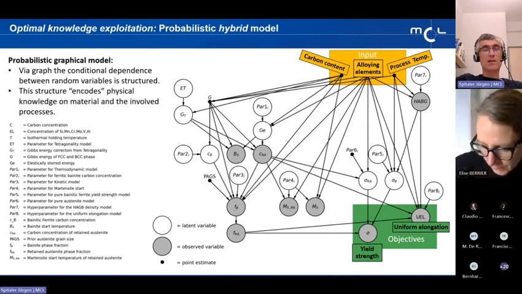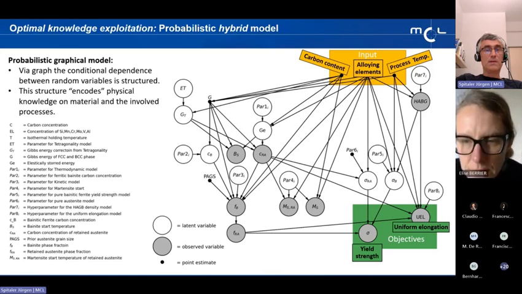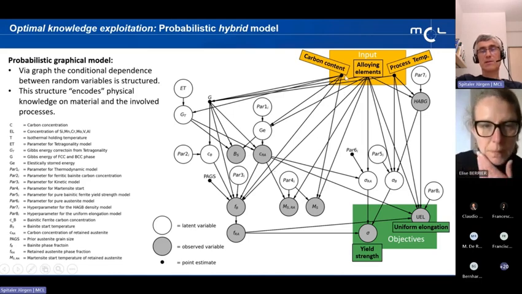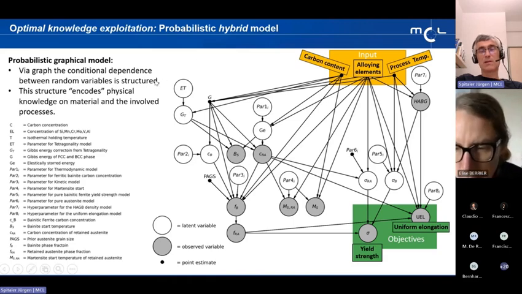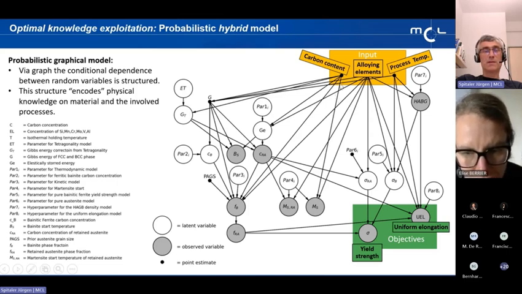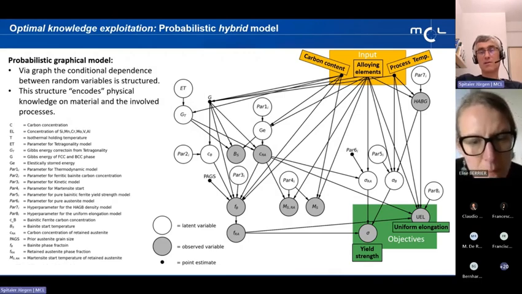Now this is the hybrid model we are using for the magnetic use case. This model is constructed by a probabilistic graphical model. Via the graph, the conditional dependence between the random variables involved in the model is structured. That means, in contrast to a general machine learning model where all input parameters can be related to all output parameters and all intermediate steps and parameters, here the experts already structured the connections between different parameters, and by selecting the connections, also removing connections between parameters which are not dependent on each other due to the physical expertise that we have, we can already encode physical knowledge in the model.